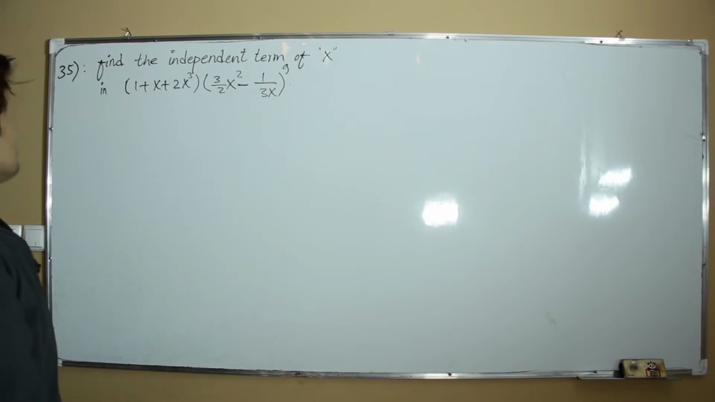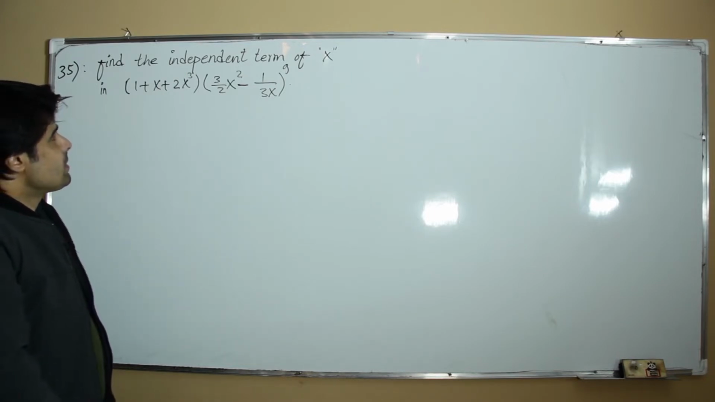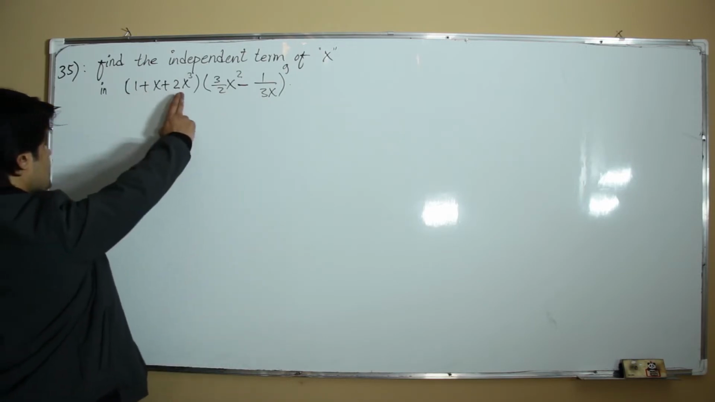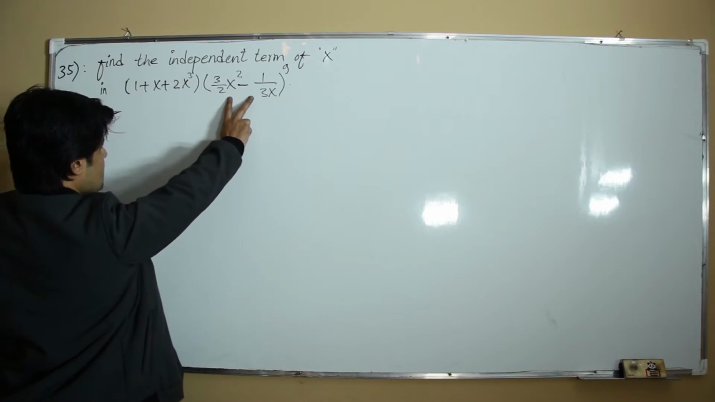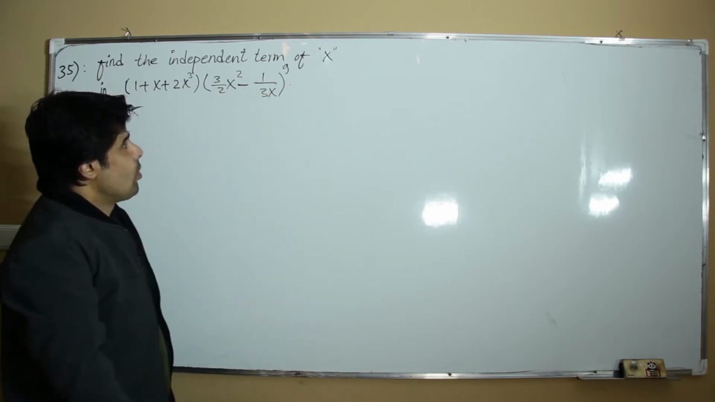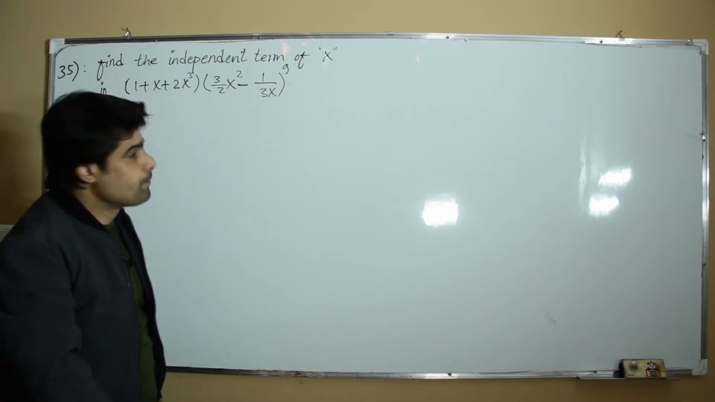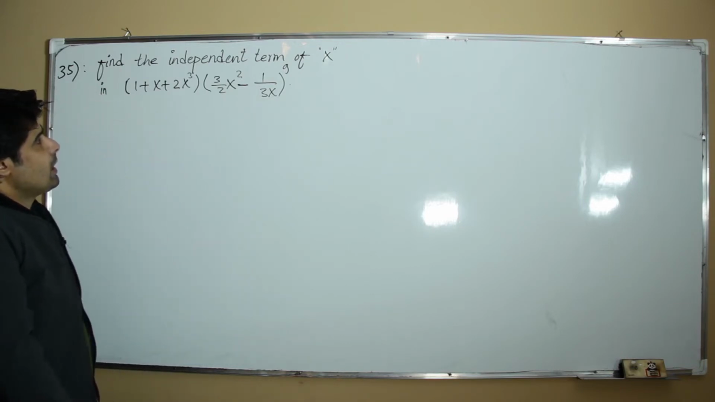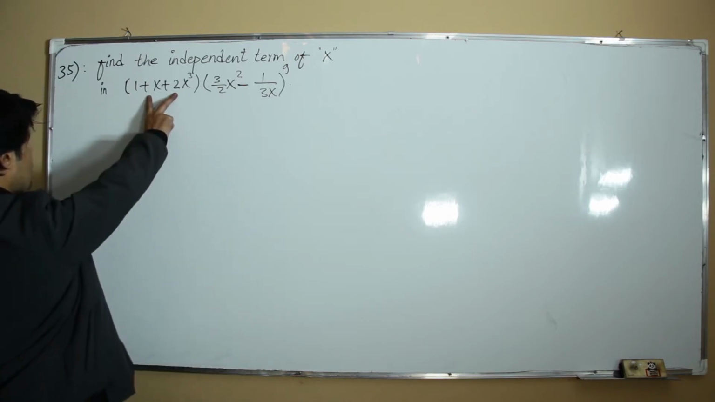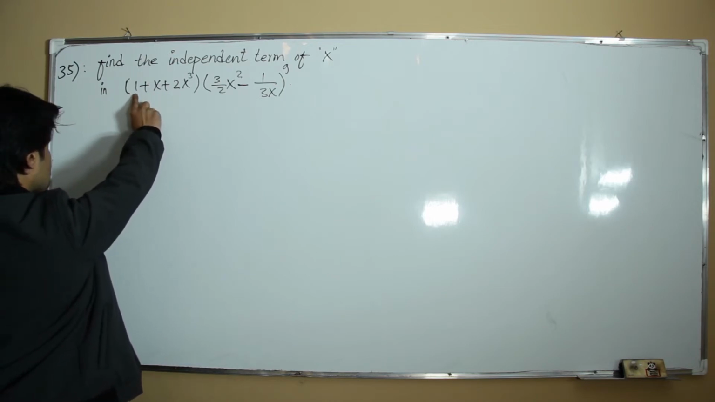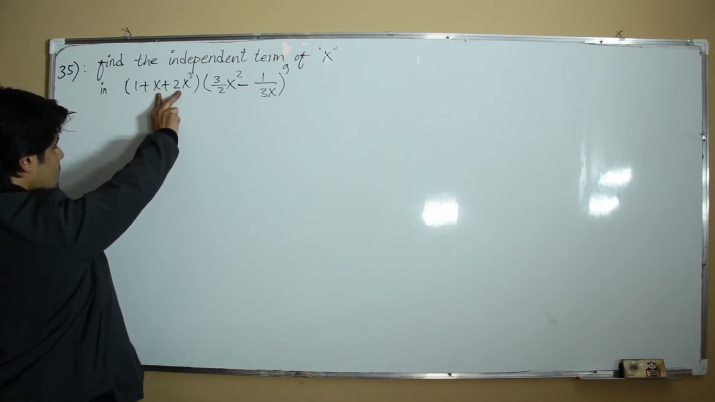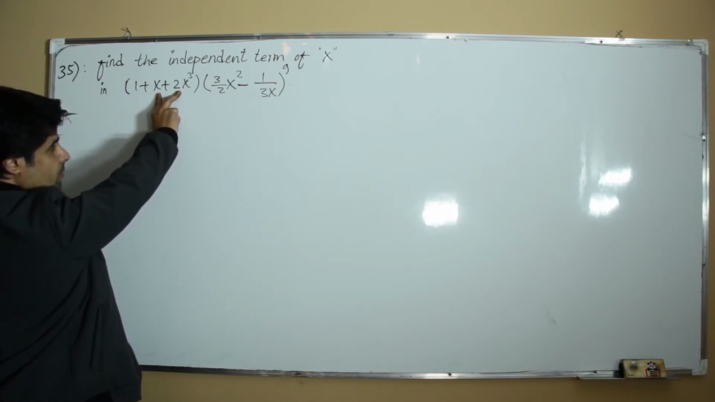Question 35. Find the independent term of x in this expansion: (1 + x + 2x cubed) multiplied by (3 divided by 2x square minus 1 divided by 3x) whole raised to the power 9. How can we find the independent term of x? In here, in the first bracket we have a constant term which is independent of x, but the second term and the third term are not independent of x.